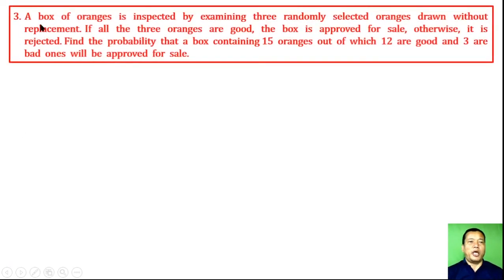Question number 3. A box of oranges is inspected by examining 3 randomly selected oranges drawn without replacement.